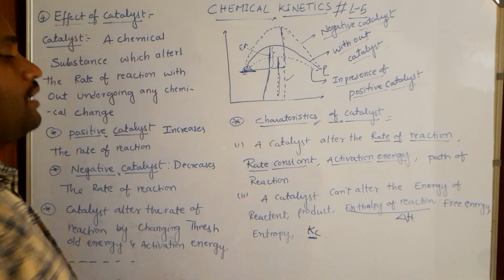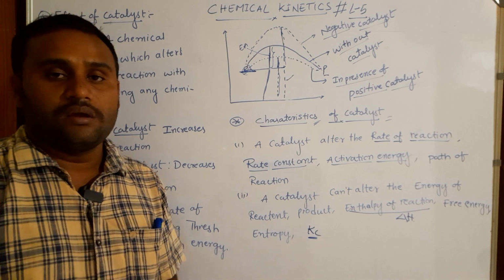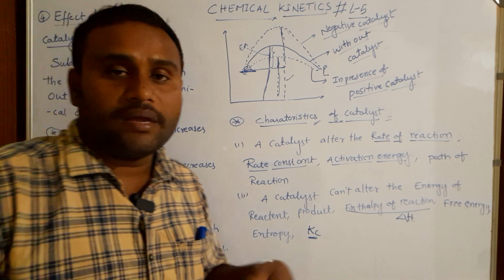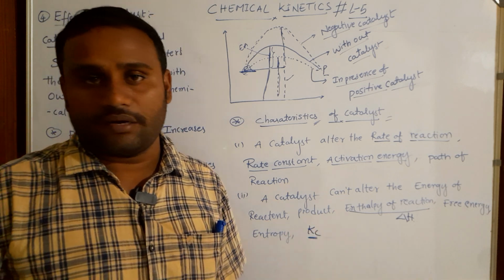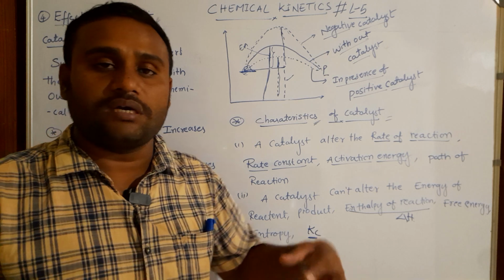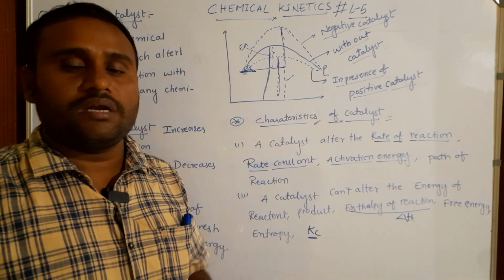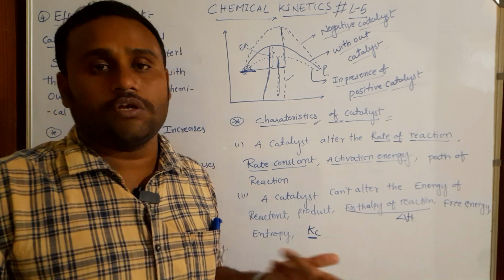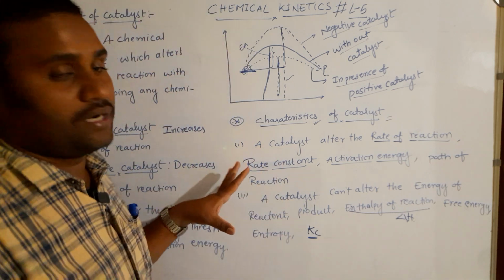It cannot alter the Kc, the equilibrium constant, or the extent of reaction, but it can make the reaction achieve equilibrium quickly. Equilibrium can be achieved quickly in the presence of a positive catalyst, whereas in the presence of a negative catalyst equilibrium is achieved slowly. So this is about catalyst.